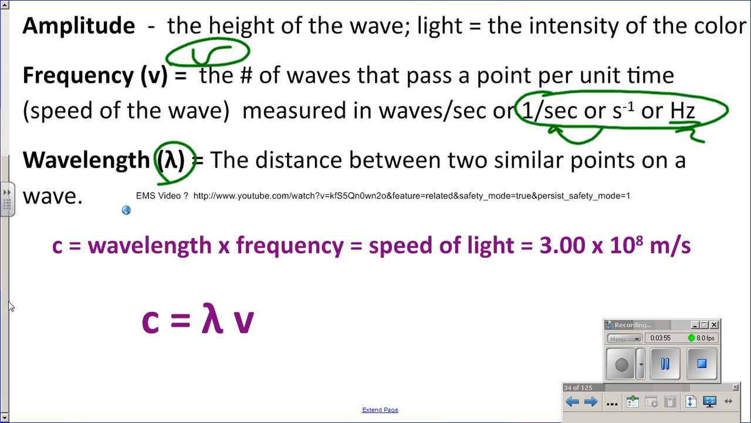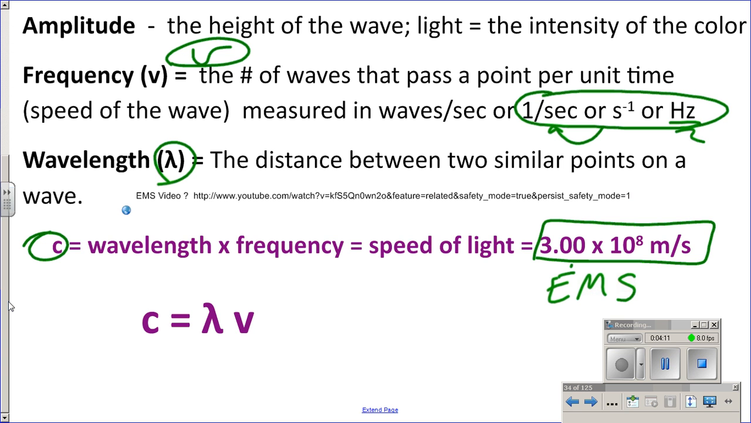Okay, but the relationship that we do need to know is how these both relate to the speed of light, c. And the speed of light is a constant. Every electromagnetic spectrum wave, anything in the EMS, should travel at the speed of light. Any energy wave will travel at 3.0 times 10 to the 8th meters per second. Really, really fast.